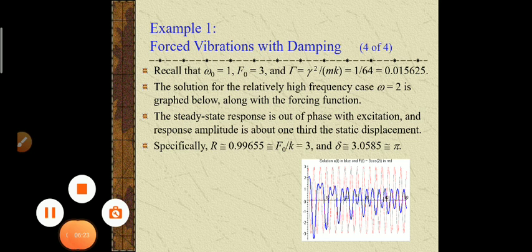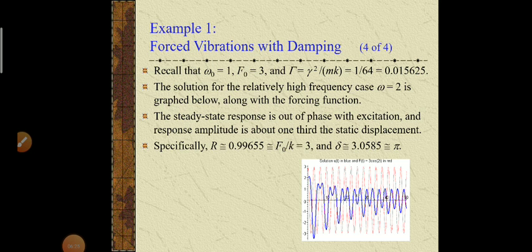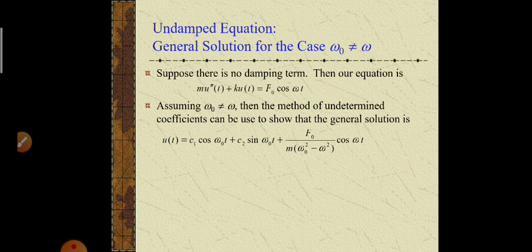Specifically, R is equal to 0.99655, which is less than F0 upon k is equal to 3, and delta is equal to 3.0585, which is nearer to pi. Now, the undamped equation. Suppose there is no damping term, right? Suppose there is no damping.